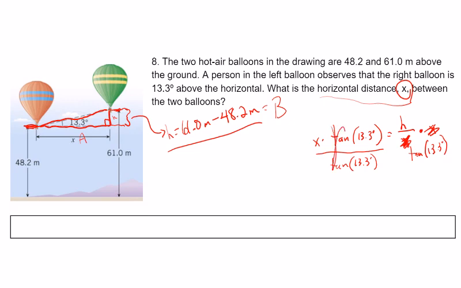So when I do that, by tangent, I'll be left with just x on the left side. That's what I'm after, but it would be the height, or basically the difference in heights for the two balloons, divided by the tangent of the angle of inclination. In other words, when they're looking from one balloon to the other, and they notice that it is 13.3 degrees above the horizontal.